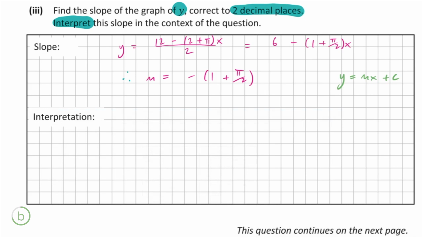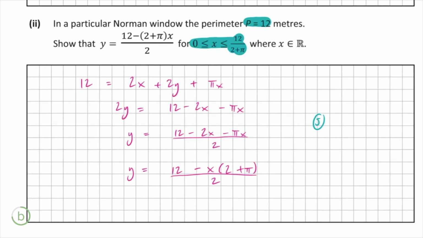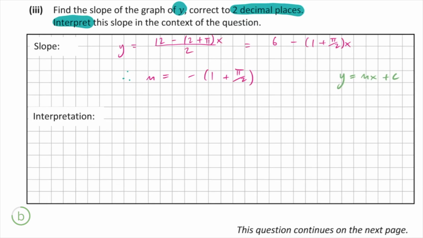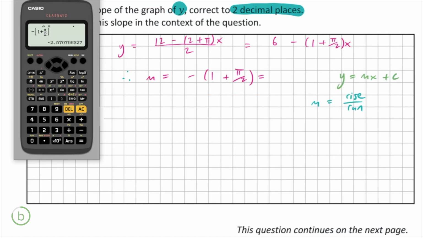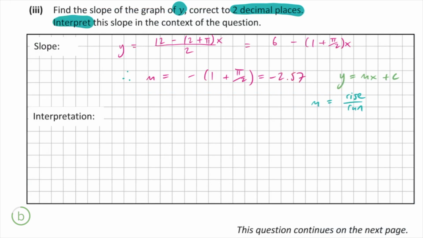So if we go back to where we found this equation between y and x, it was actually when we were told that p is equal to 12 for a certain window. So what that means is we have a set perimeter within which we are varying y and x. And because m is equal to the rise over the run, or y2 minus y1 over x2 minus x1 in the log tables, if we just write m as a number first of all, that number being minus 2.57, this number actually represents the change in y given a change in x. So for every 1 across you're going to decrease by 2.57 in y.